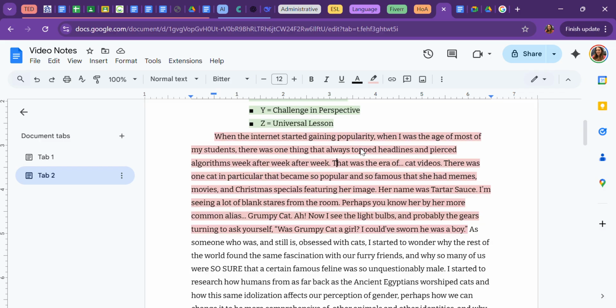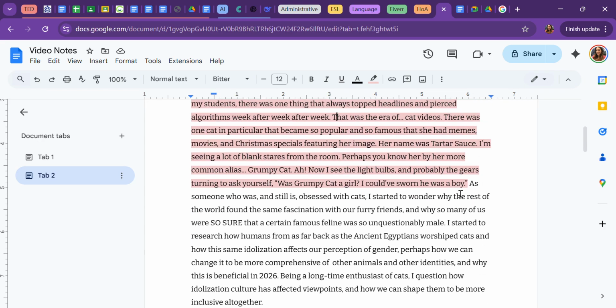Okay, I'm seeing a lot of blank stares from the room. Perhaps you know her by her more common alias, Grumpy Cat. I now know, after giving this several times, that you don't know what Grumpy Cat is, but I'm going to keep what I have written. Ah, now I see the light bulbs, and probably the gears turning to ask yourself, was Grumpy Cat a girl? I could have sworn he was a boy.